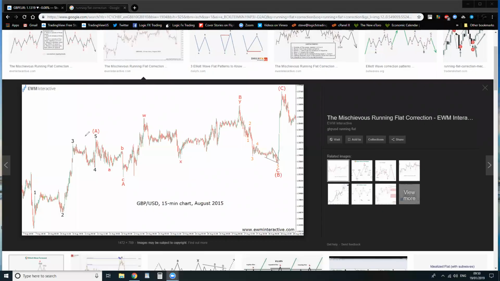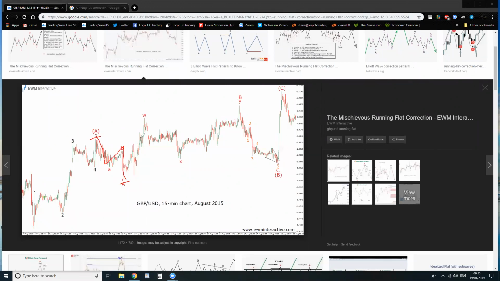Okay, this time we'll have a look at a running flat. This isn't the best example in the world, guys, but it's just to give you an idea. It's actually very complex. It's a complex running flat. But I'll give you the idea. They've labeled a 1, 2, 3, 4, 5. I'm not saying that's completely correct, guys. I don't actually think it is. But the running flat bit, there's the top of their A. There's the bottom of the A. In other words, they've an A that runs like that.